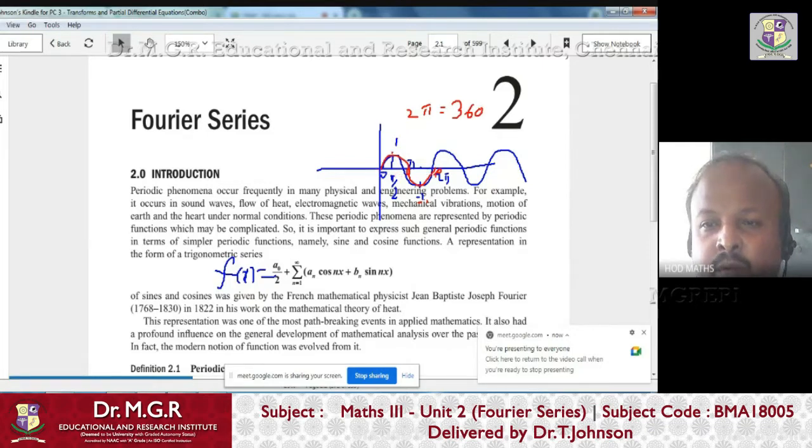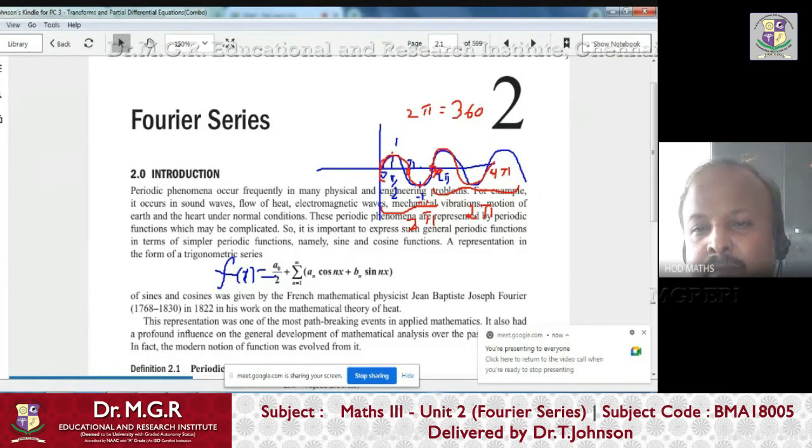Now if you move from 2 pi to 4 pi, what is the distance between 2 pi and 4 pi? Again the distance is the same. Total distance is 2 pi. From 0 to 2 pi, the distance is 2 pi. From 2 pi to 4 pi also, the distance is 2 pi, right? And you see the graph of the curve, it's again the same. So this type of function is called a periodic function because it takes some representation over a period like 0 to 2 pi, right?